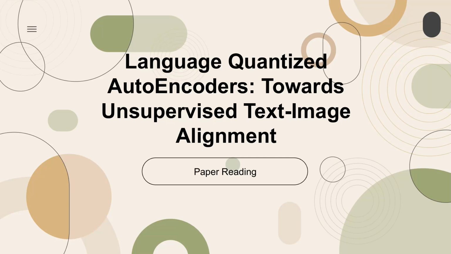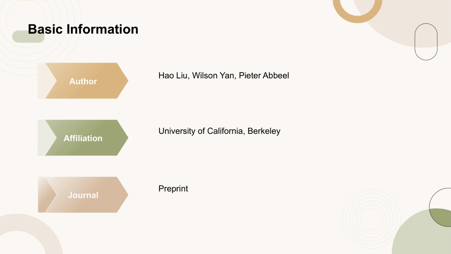Today's paper is titled Language-Quantized AutoEncoders: Towards Unsupervised Text-Image Alignment. This paper was authored by Hao Liu, Wilson Yen, and Pieter Abbeel from the University of California, Berkeley. It is currently under review as a preprint.